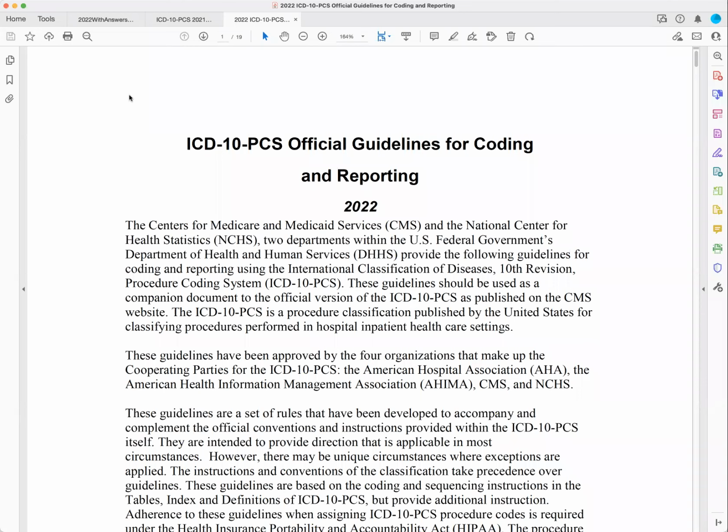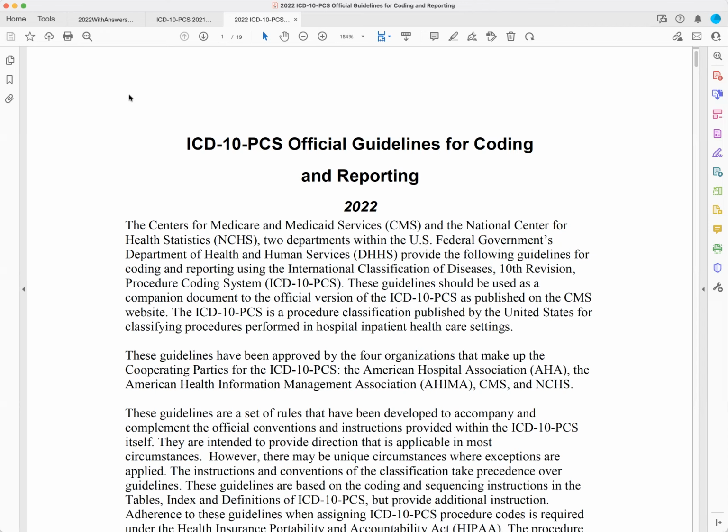This is Dr. Jennifer Teal here, and today I bring you a discussion on the official guidelines for coding and reporting for ICD-10-PCS. One thing I want to mention is to make sure that you're always using the current version that is in place at the time of the procedure that actually took place. So these usually start on October 1st of the year and go through September 30th.